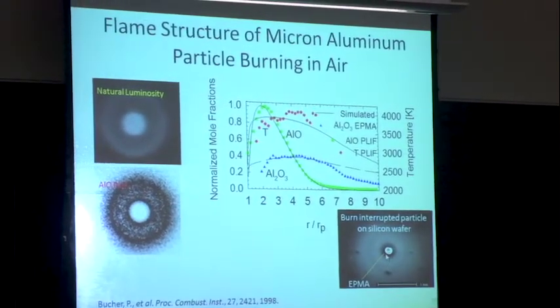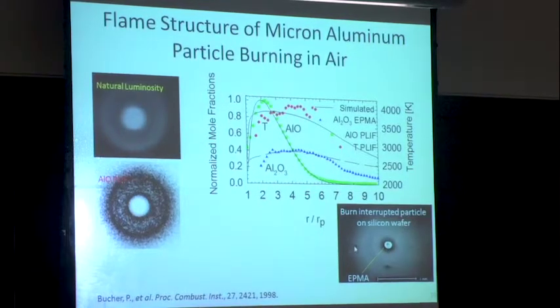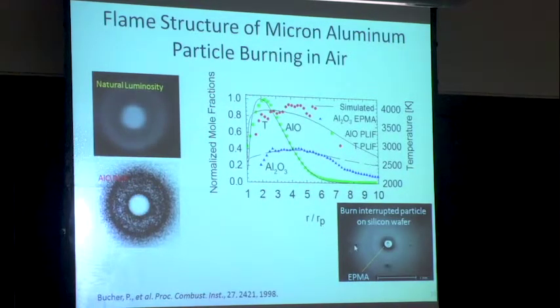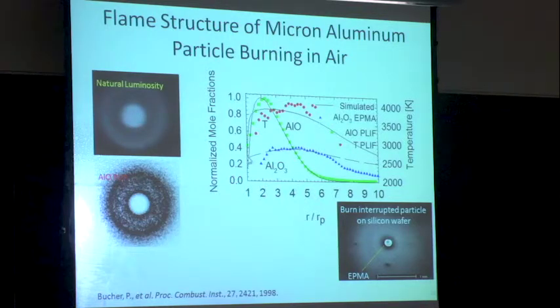And what you could do then is electron probe microanalysis from the particle radius outward to get the relative amounts of aluminum atoms and oxygen atoms to basically back out what this distribution of aluminum oxide looks like. What you find very near the surface, if this is burning in air, you actually find aluminum nitrides because it's very fuel rich in this region, and you can actually form aluminum nitrides in the region as well.